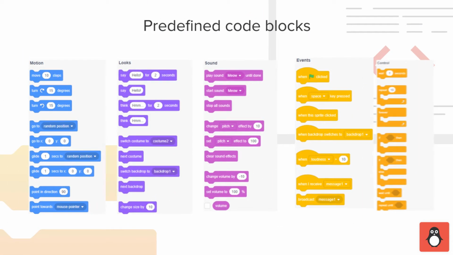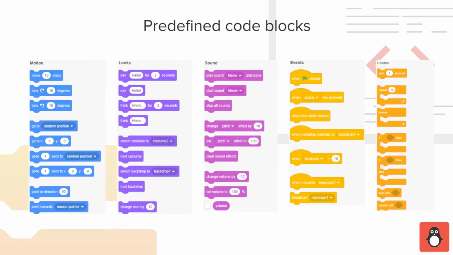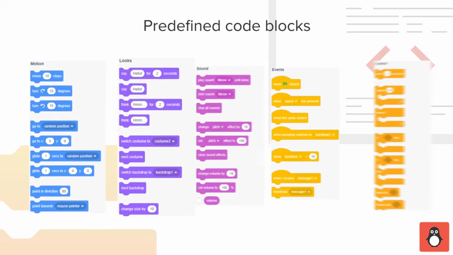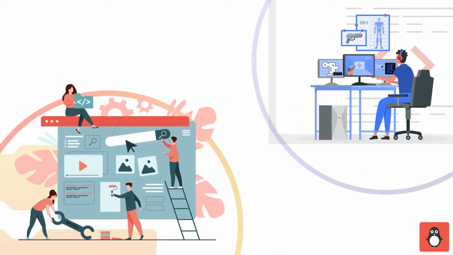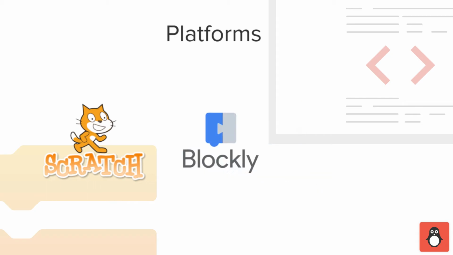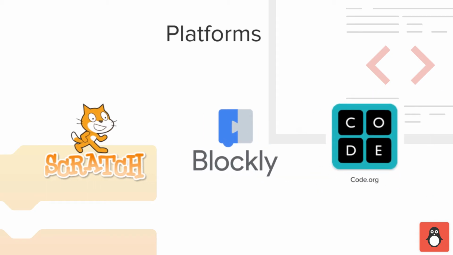The bright and colorful interface of block-based coding is engaging and fun. In addition, it provides you with visual clues through predefined code blocks. These blocks can be selected, modified, and sequenced to create games, apps, animations, and more. Some of the best block coding platforms are Scratch, Blockly, and code.org.